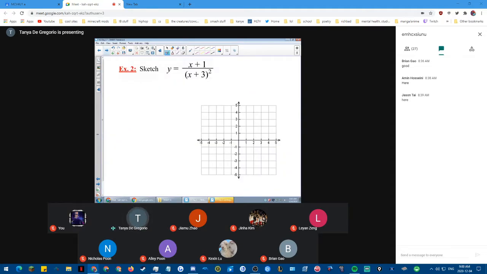Okay, example 2. Sketch y equals 1 over x squared minus 1. So, actually, excuse me, I have a different one. So y equals (x plus 1) over (x plus 3) all squared. Give me a sec. Why do I not have it? There we are.